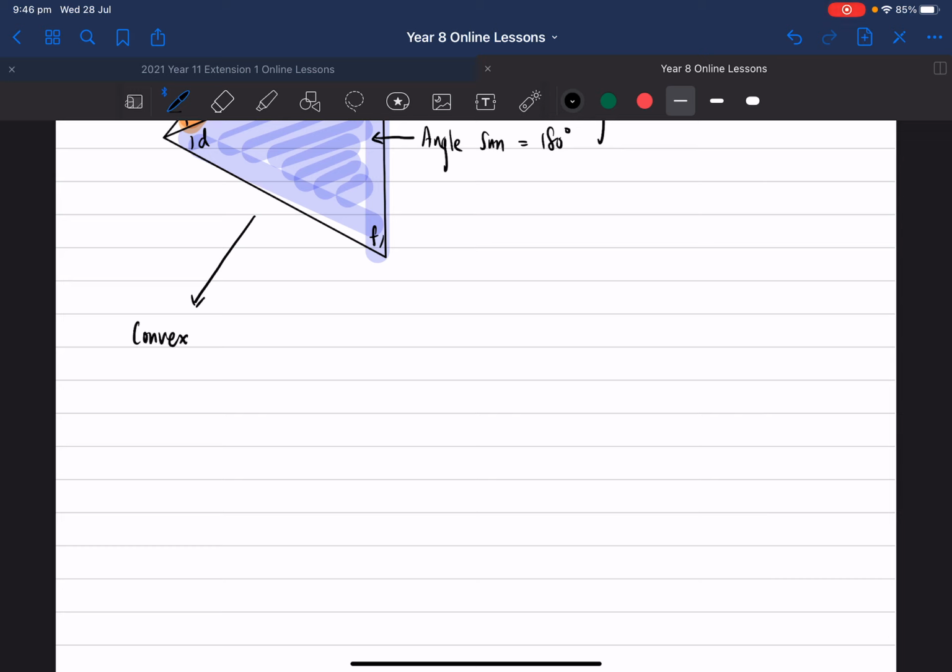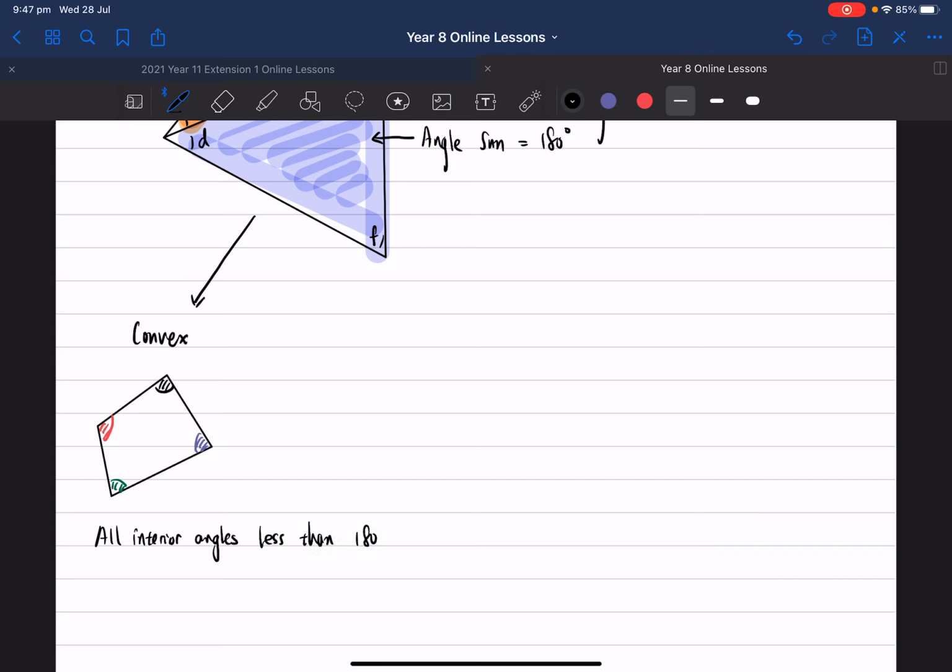So what is a convex quadrilateral? A convex quadrilateral means all interior angles are less than 180 degrees. So this is the one. All the angles inside, like this one here, all the interior angles are less than 180 degrees. You're not going to see an angle inside that is more than 180 degrees. That's why it's called a convex quadrilateral. So all interior angles are less than 180.